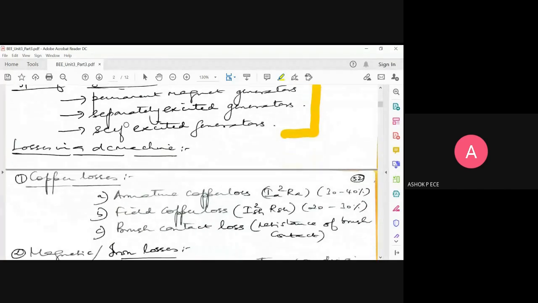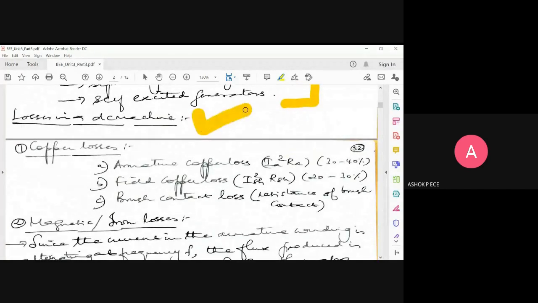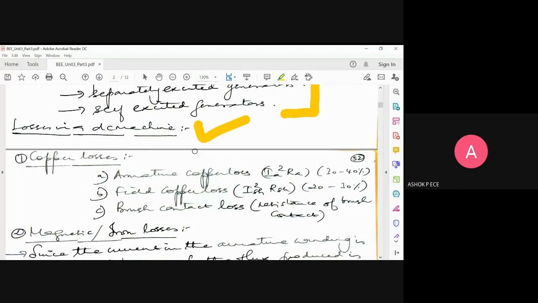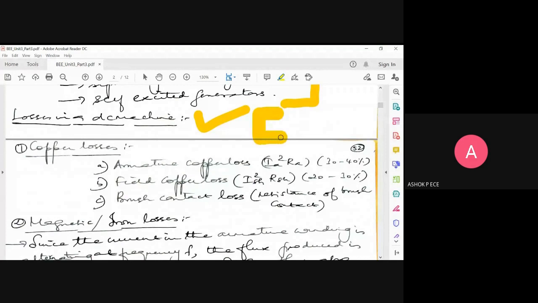Unit. Okay. Now we are going to see what the losses are in a DC machine. Once you know the loss, we will be finding out the efficiency. Loss means the wastage in the power that you give. In a DC machine, in the case of a motor, the input is electrical and the output is mechanical.